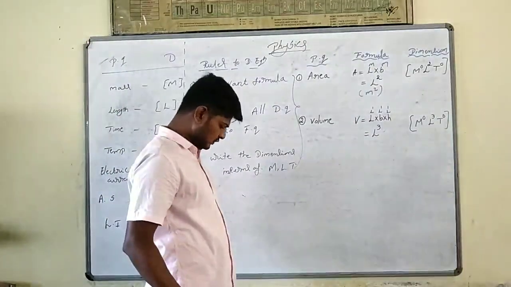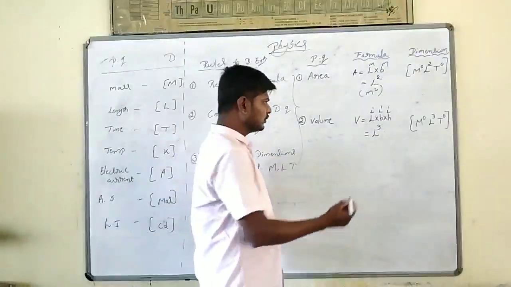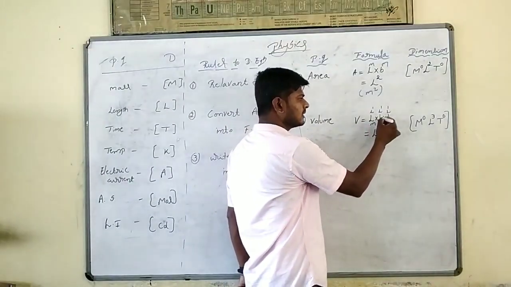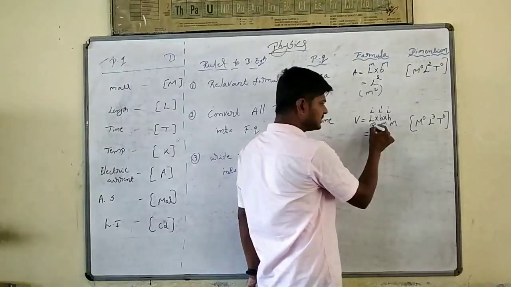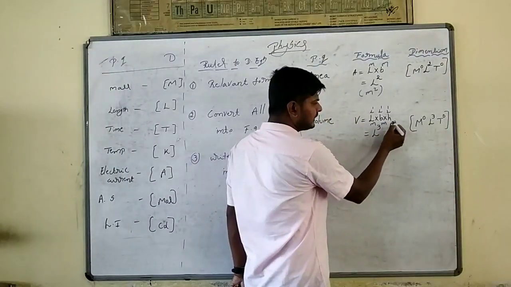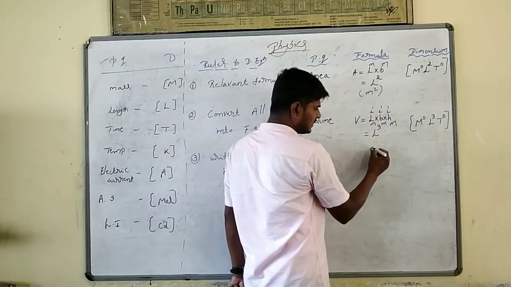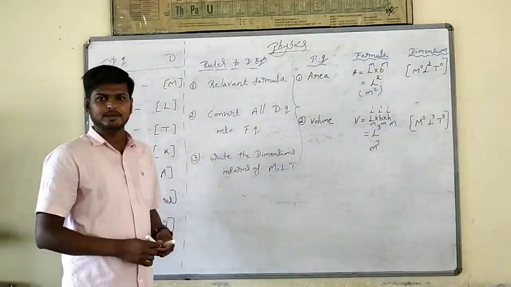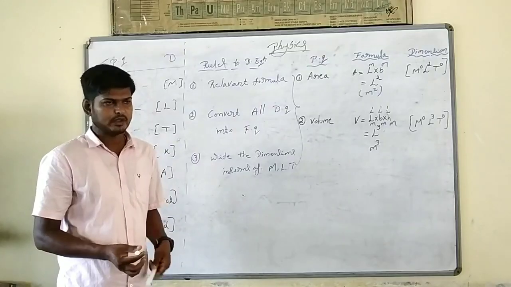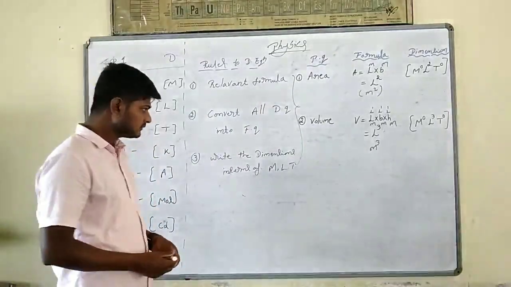Now when you are going to write the unit, length is in meter, breadth we measure in meter, height we also measure in meter. Meter into meter into meter means meter cube. The unit for volume will be meter cube. Next one.